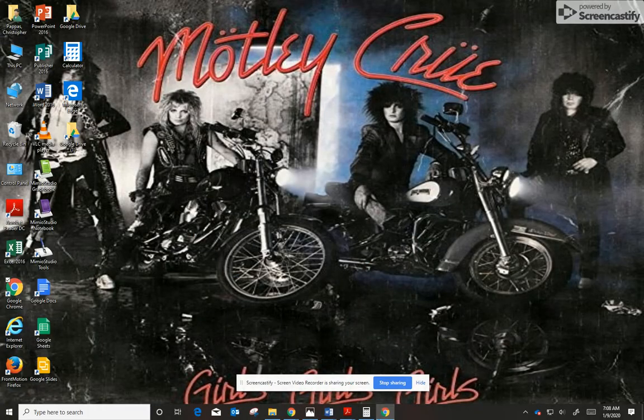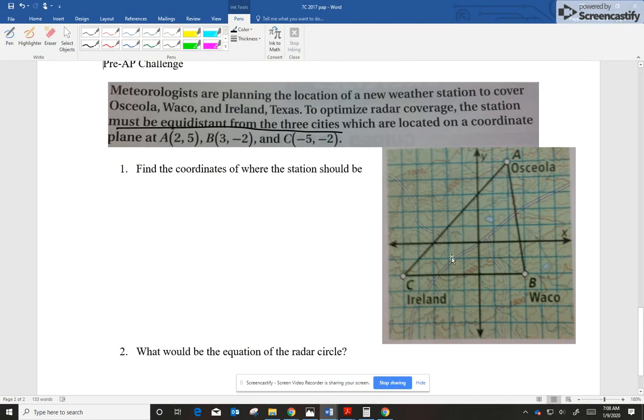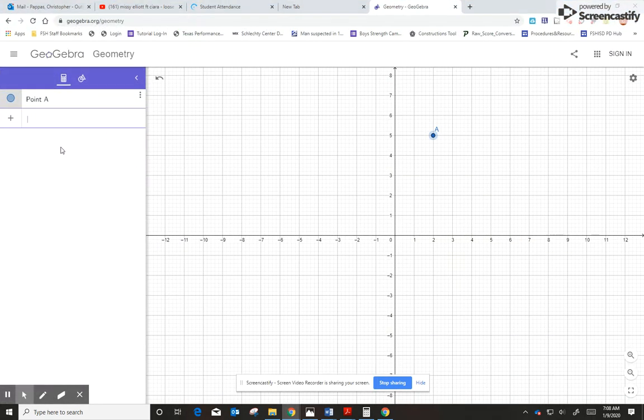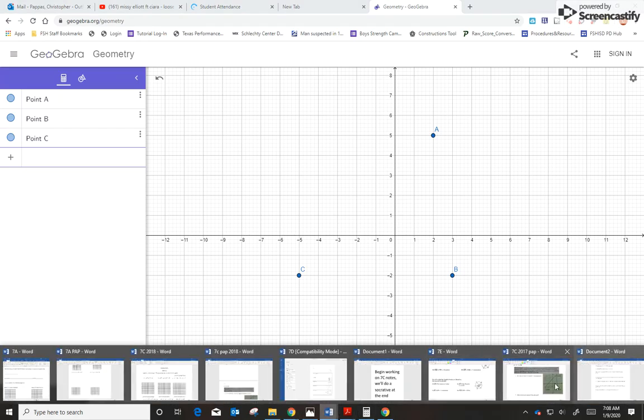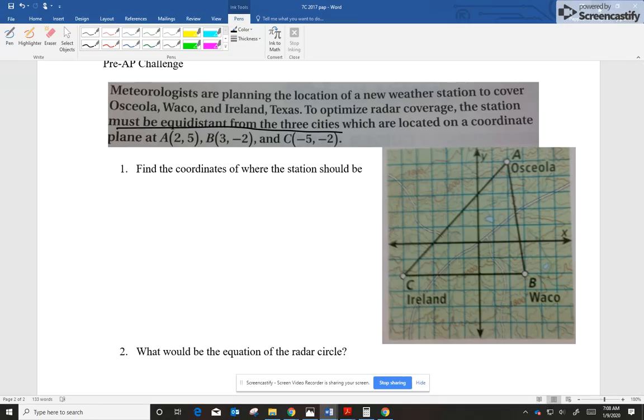The next point was at 3, -2, and then the last point was -5, -2. So we have parentheses 3, -2. Hit enter. Should put your point B right there. And the last point was -5, -2. Hit enter. That'll put our point C where that goes. Okay.